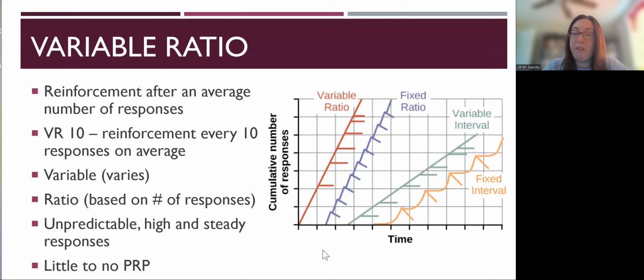Gambling is reinforced on a variable ratio schedule. Gamblers keep making bets, and reinforcement is delivered often enough to hold their interest, but they never know exactly when it's going to happen. So they keep gambling at a high, steady rate, and reinforcement is delivered based on responding. You have to pull the lever in order to be able to earn the prize. There's no post-reinforcement pause, and we see pretty high and steady rates of responding.